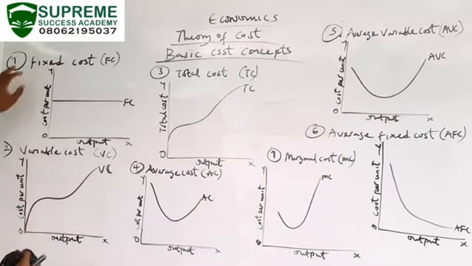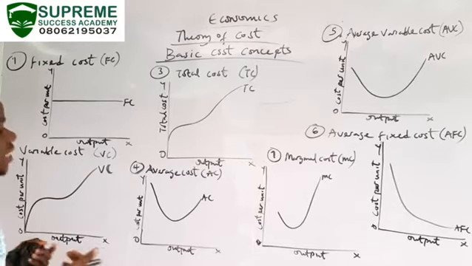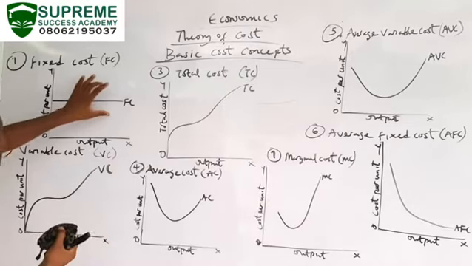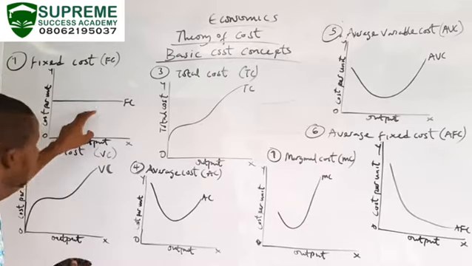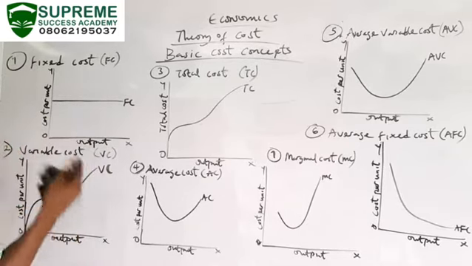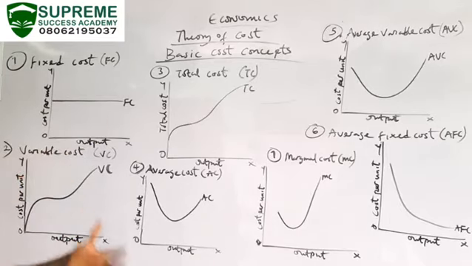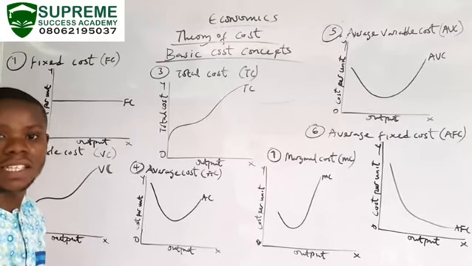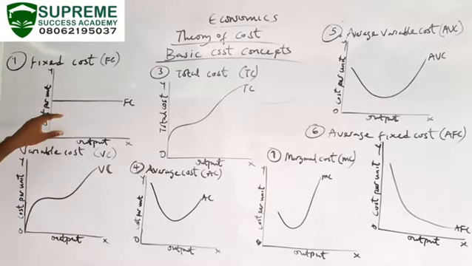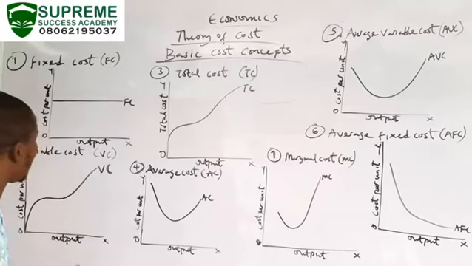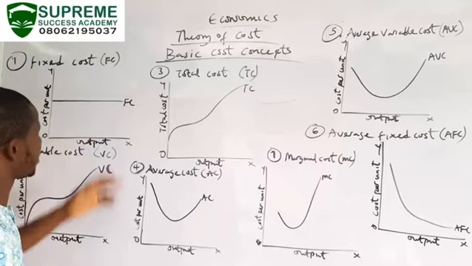So the first one, which is fixed cost. Fixed cost is the cost that will always remain unchanged irrespective of the level of output. Please take this clear. If the output increases, the cost will still remain unchanged. And if the output decreases, the cost will always remain unchanged. Examples of fixed cost are the cost of land, the cost of building, the cost of plant and machinery, the cost of equipment.